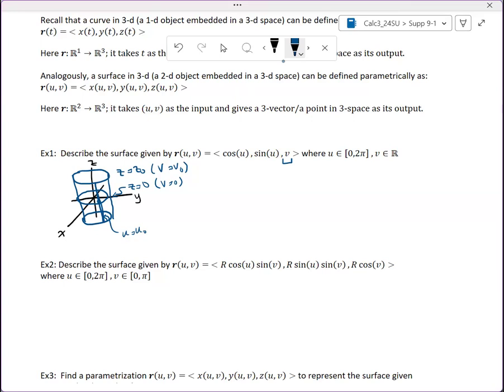So we see our picture looks like this. We see it's a cylinder. And we see that these tracings, which are quite important: when v is constant, we end up getting circles that are parallel to the xy plane. And when u is held constant, we end up getting vertical lines parallel to the z-axis.